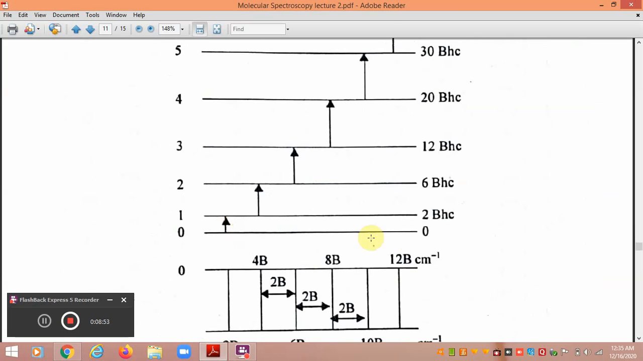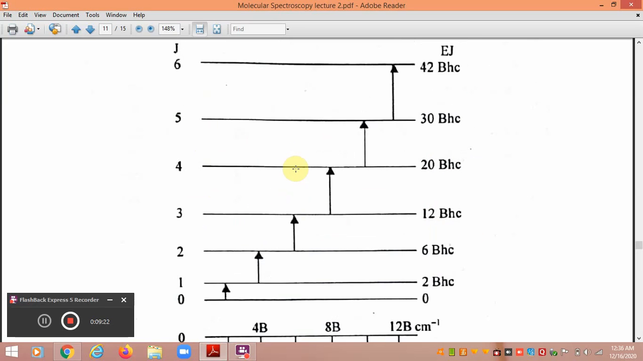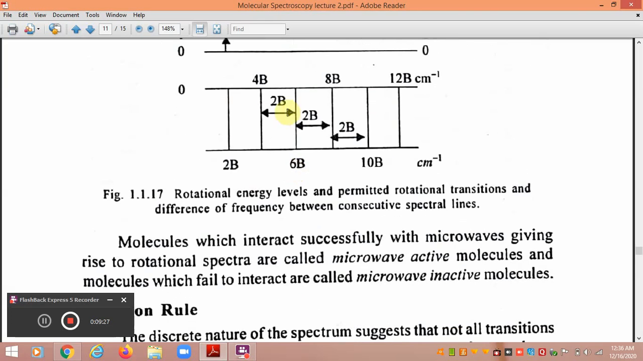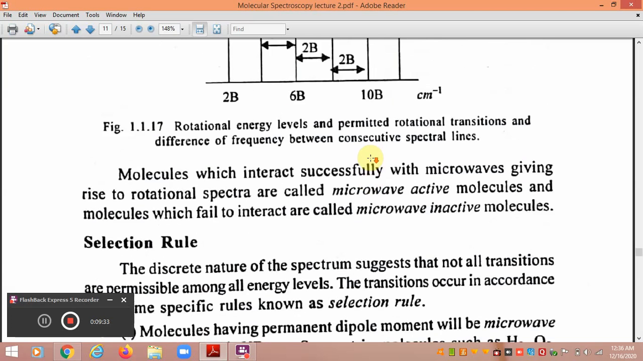It means that the first energy level is located at 0, the second at 2, the third at 6, and the next at 12. As the value of J increases, the energy of the energy level also increases, but the difference between successive energy levels also increases. This energy difference is 2, this one is double of that, 4 times B h c, and so the energy difference between two successive energy levels increases with the value of J, while the frequency difference between the lines remains constant.